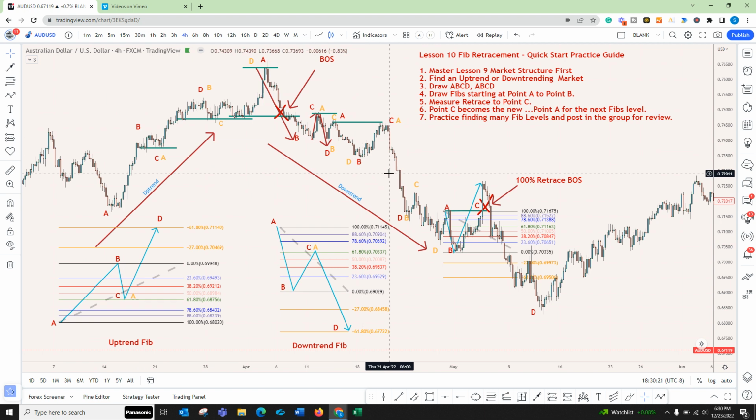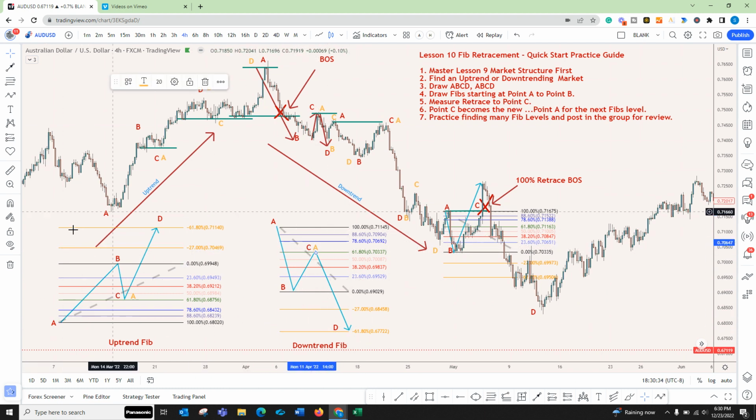Remember this page. I can make a screenshot of it and send it to you guys, or pause the video, but you want to have this downtrend fib with A, B, C, D. Point C becomes the next point A for your next fibs. And then here, uptrend A, B, C, D. Point C becomes a new point A. So what does that mean?